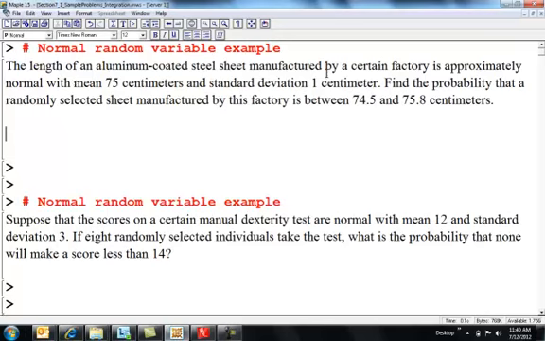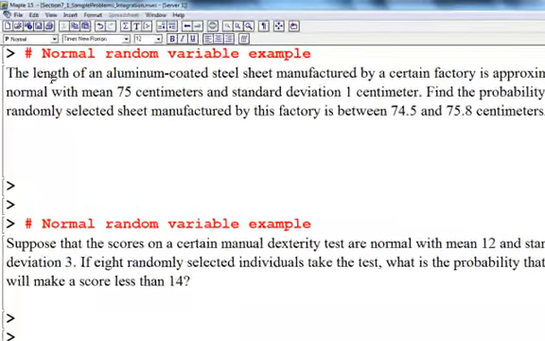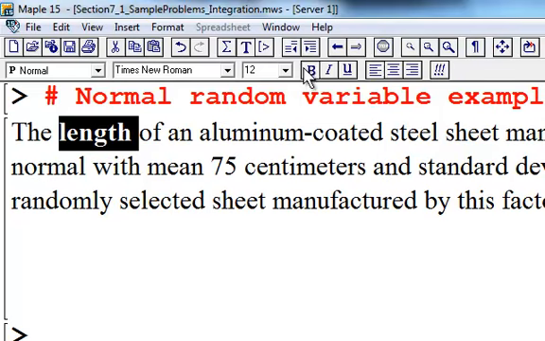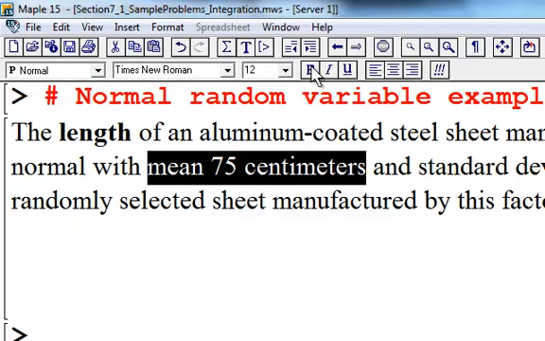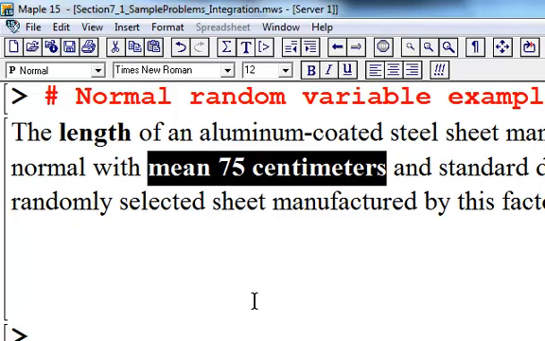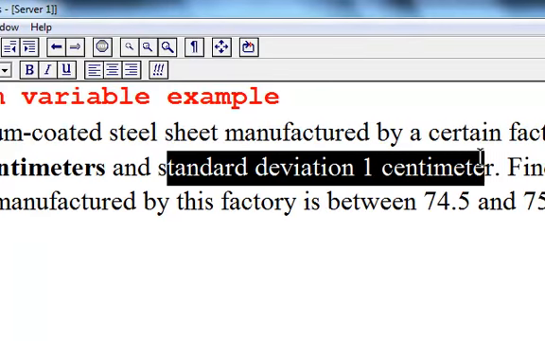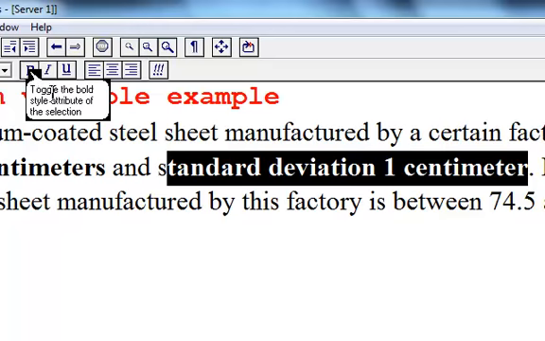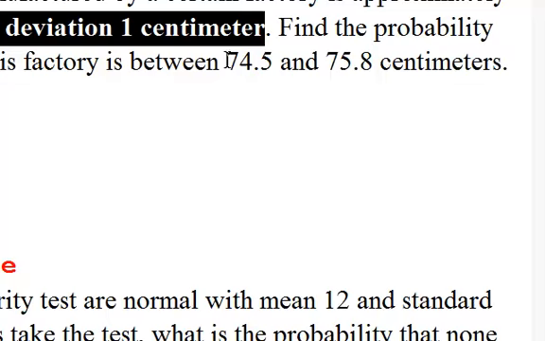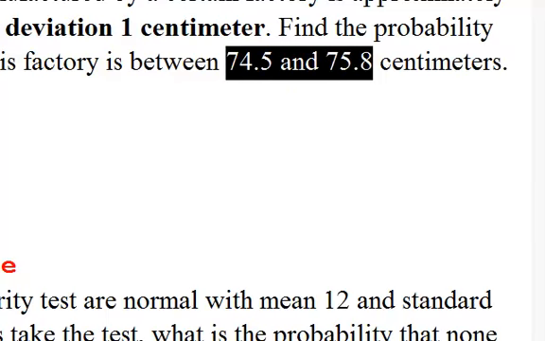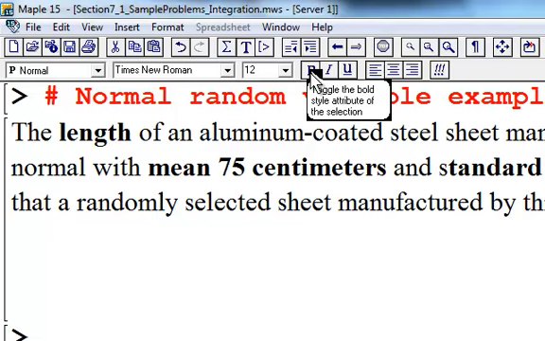The length of a rod, so this is a continuous random variable, length, right? It could be anywhere in an interval. It has approximately a bell-shaped curve. The lengths have a mean of 75 centimeters, so that should be about the center of the bell-shaped curve, and a standard deviation of 1 centimeter. Find the probability that we randomly select a rod and it's between 74.5 and 75. So that's what we're going to integrate between.